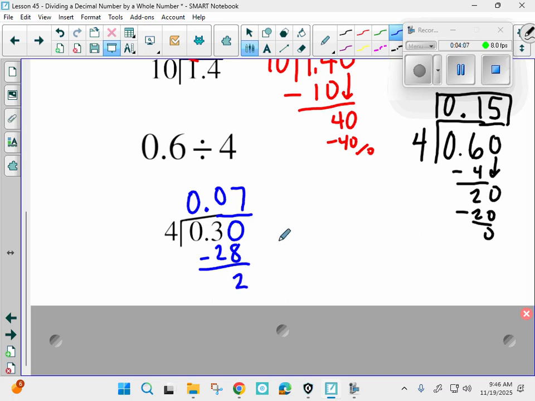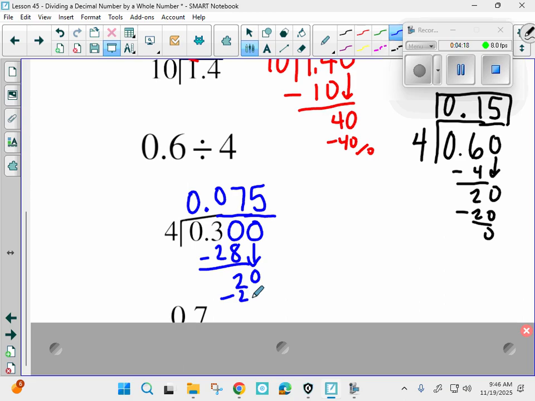And I can add another 0 on and bring down the 0. Now I'm doing 4 into 20. That goes in 5 times. 5 times 4 is 20. And I finished the problem.